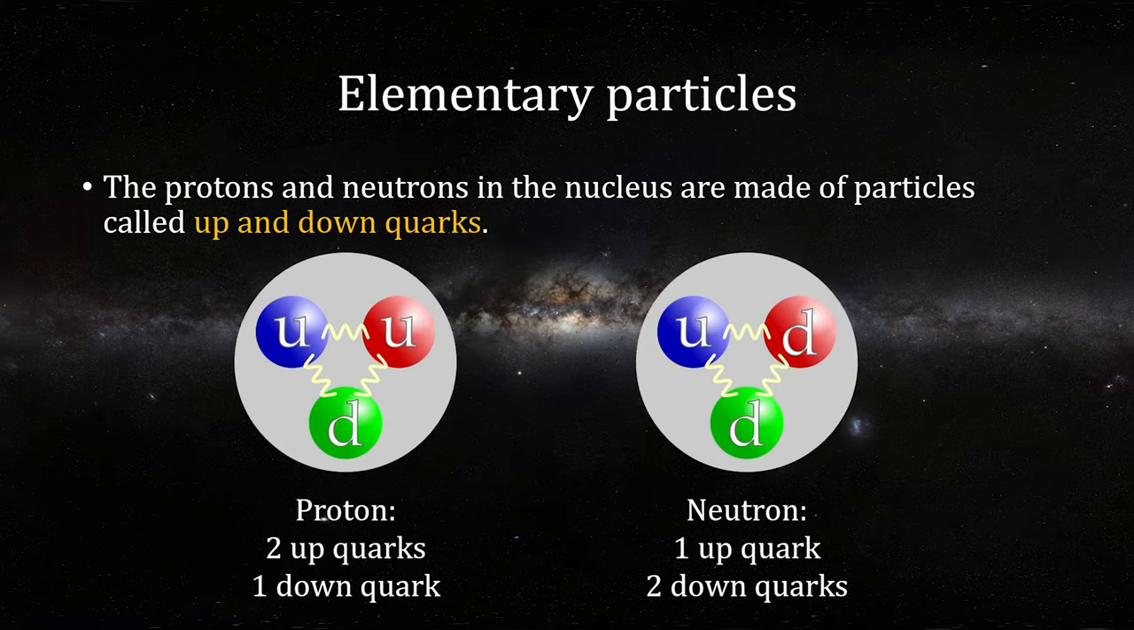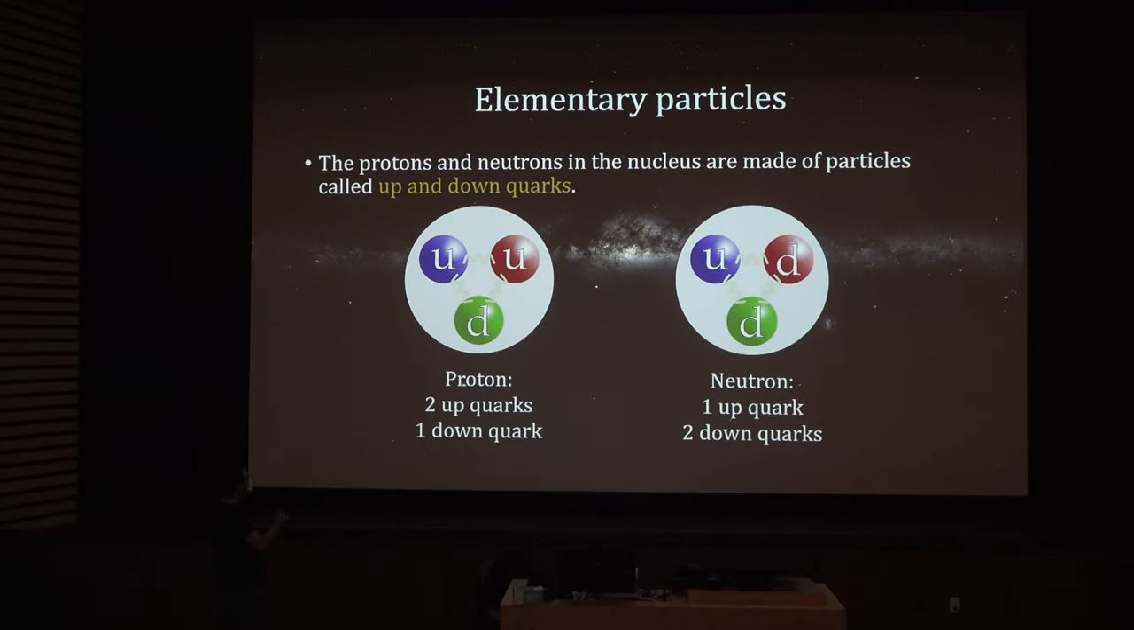Now we get to elementary particles. The protons and neutrons in the nucleus are not elementary. They are made of even smaller particles called up and down quarks. In a proton, we have two up quarks and one down quark. You can see here, up, up, and down, and you can see how they're all kind of connected together.